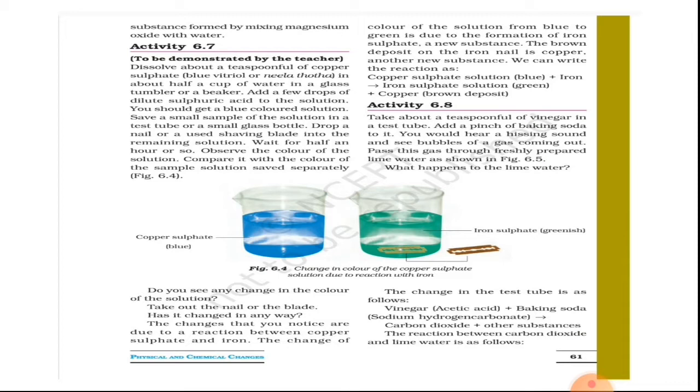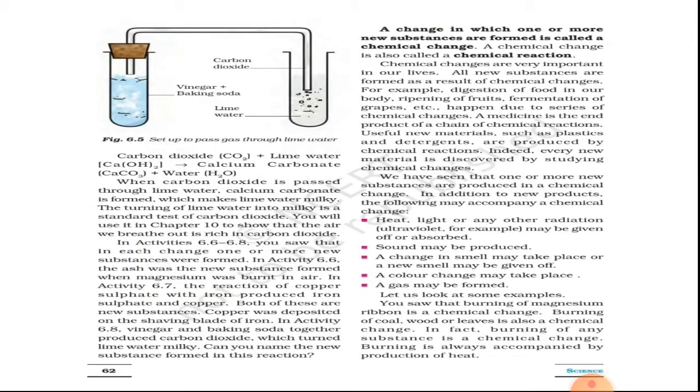When we add a pinch of baking soda to vinegar, at that time we can hear a hissing sound and bubbles of gas coming out of the test tube, and these bubbles are of carbon dioxide. Means when the reaction occurs between vinegar and baking soda, carbon dioxide is formed. Now if we pass this carbon dioxide, which is formed due to the reaction between acetic acid and baking soda, through the lime water.